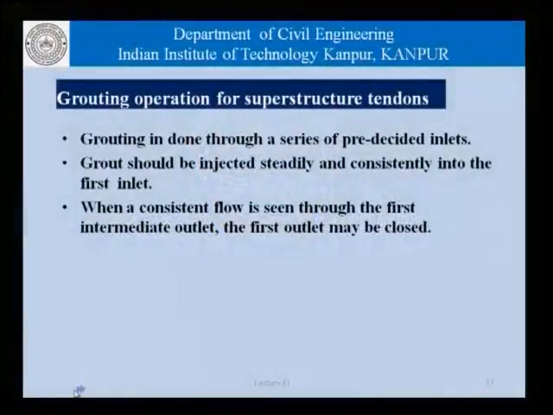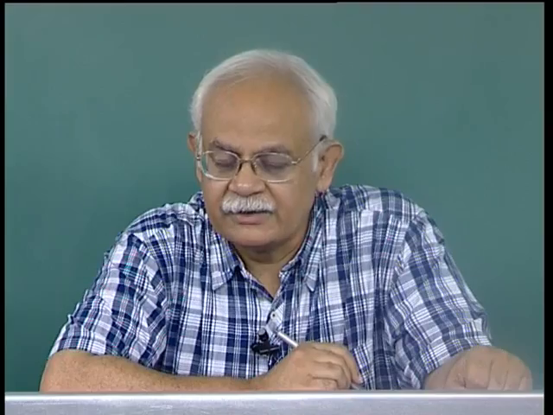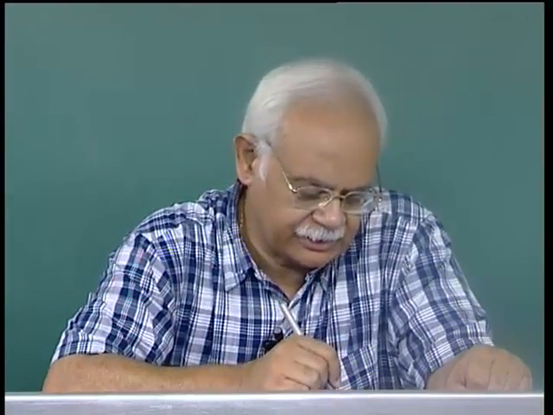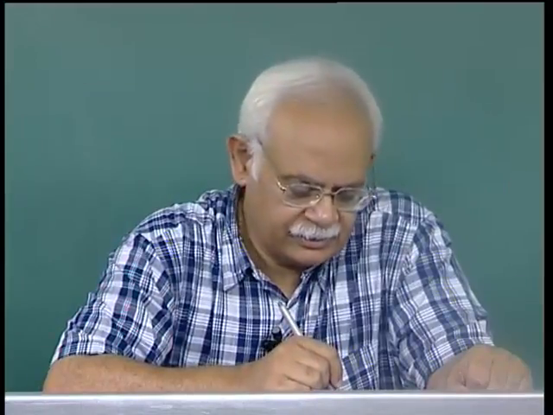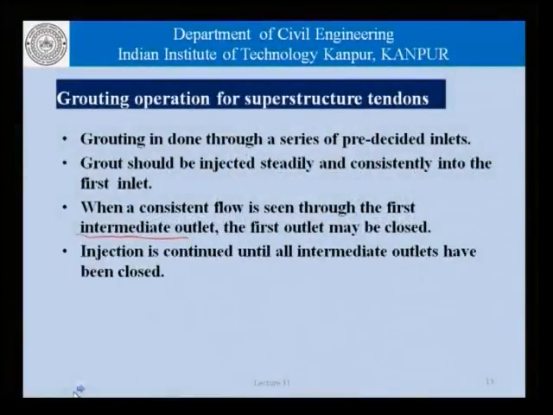When a consistent flow is seen through the first intermediate outlet, so there is a series of outlets and we are trying to pump the grout into the first outlet, and as the grout emerges in the second outlet or the first intermediate outlet, the first outlet can be closed, and then we use the second point as the inlet to push the grout further, and this process is carried on till all the grouting is completed. As we say here, injection is continued until all intermediate outlets have been closed.